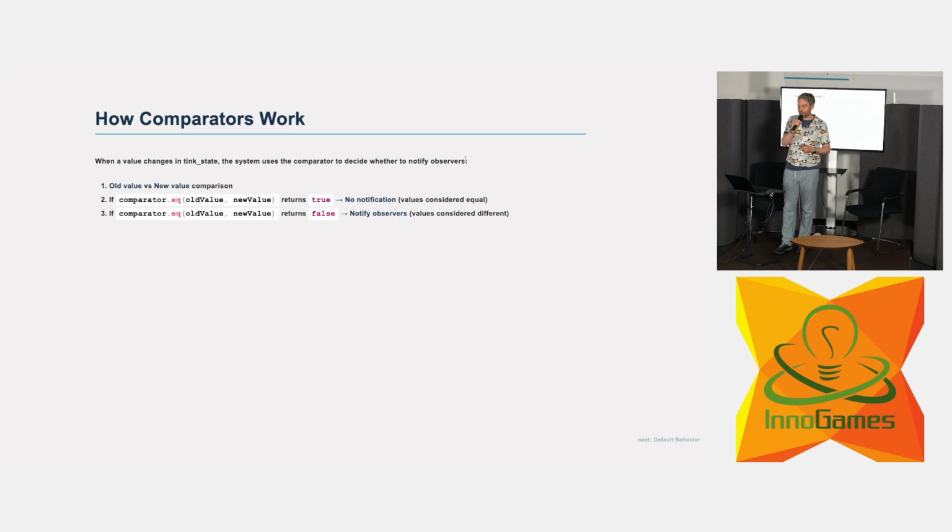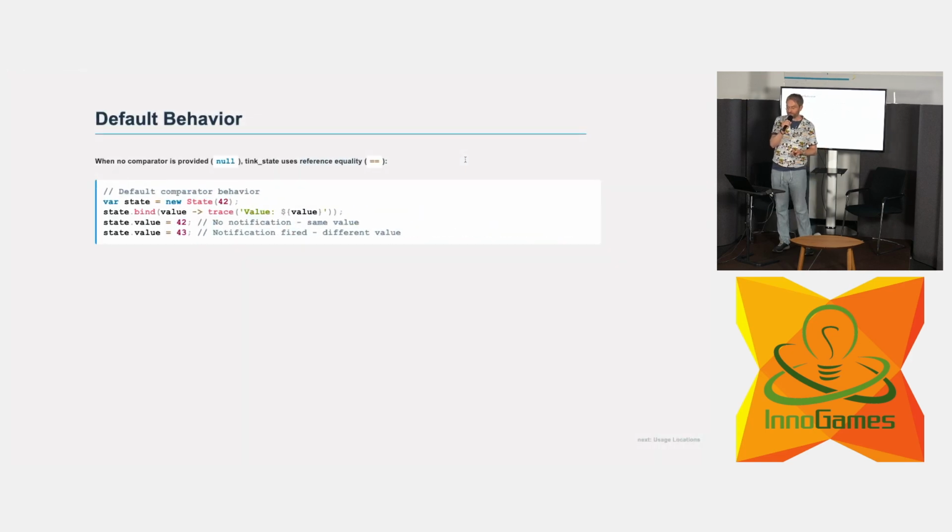And comparators, how do they work? Well, like you would have guessed, they compare the old value versus the new value, and then, like I said, if it returns true, then they are equal, no notifications. If they return false, then observers will be notified. The default behavior of comparators is basically the equals equals operator. So if you give nothing, then that will be used.